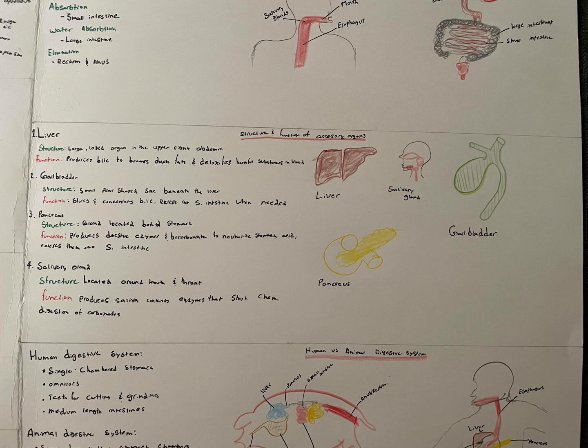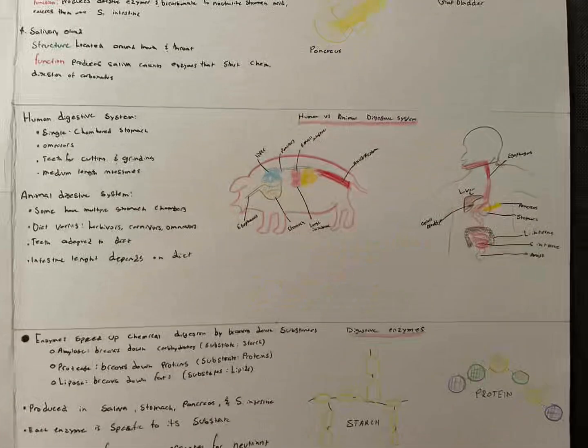The first one is the liver. It produces bile to break down fats and detoxify harmful substances. The gallbladder stores and concentrates bile, releasing it into the small intestine when needed. And then the pancreas produces digestive enzymes and bicarbonate to neutralize stomach acid, releasing them into the small intestine. And then the salivary glands produce saliva containing enzymes that start chemical digestion of carbohydrates.